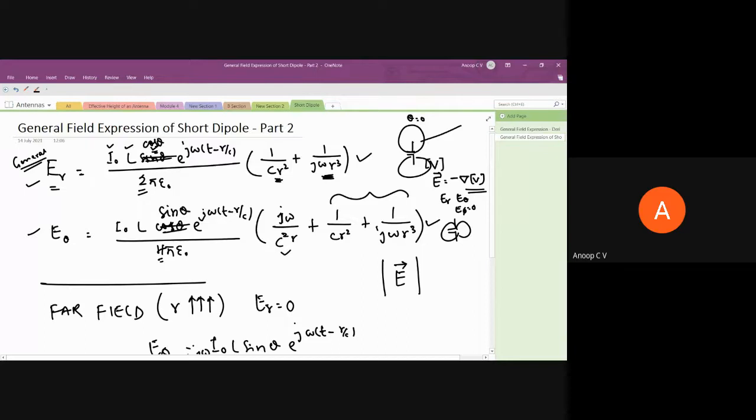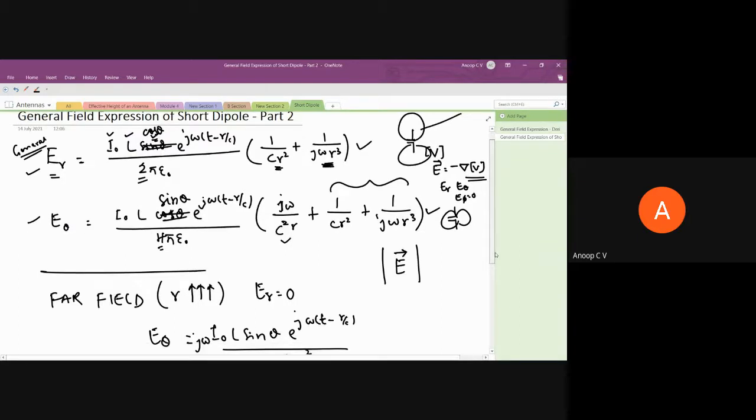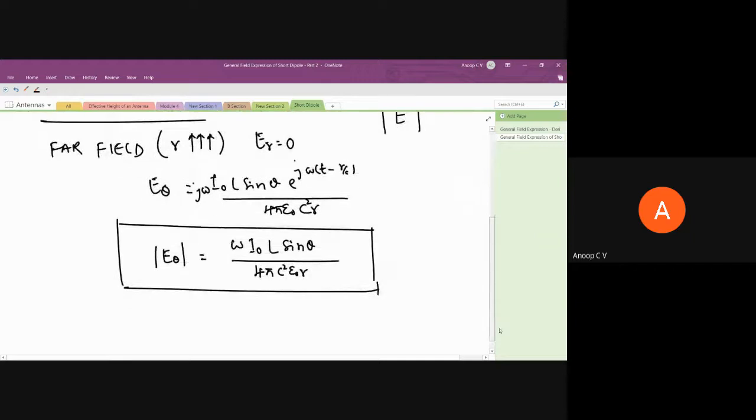If you don't remember it, I bet if you take the retarded potential V and find the gradient of that, you will get E_r and E theta, and of course E phi will be 0. Why? Because we don't have any phi term in our potential. So this is what we have done. So this is the electric field.